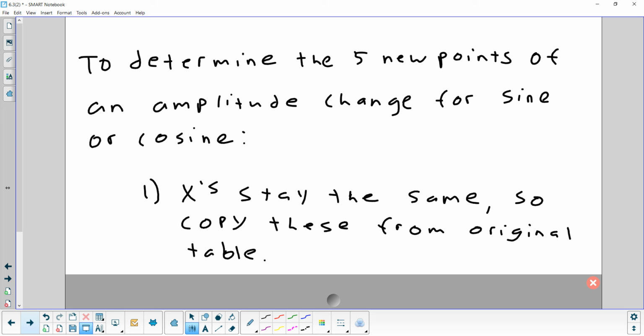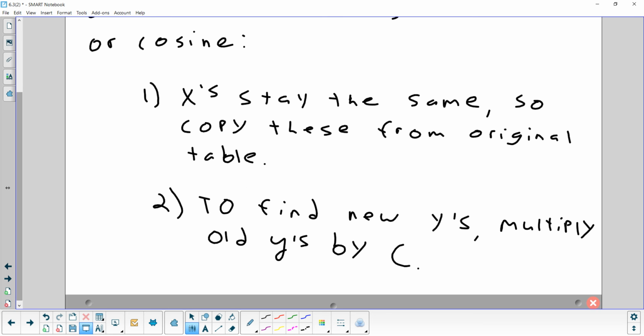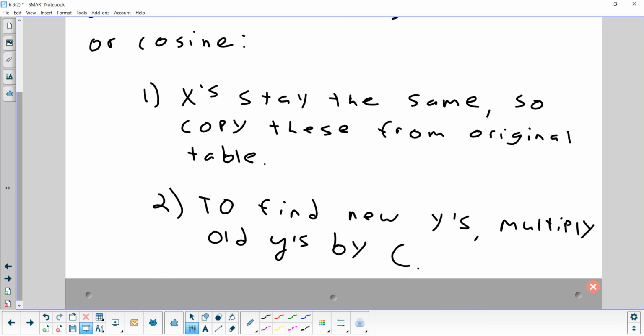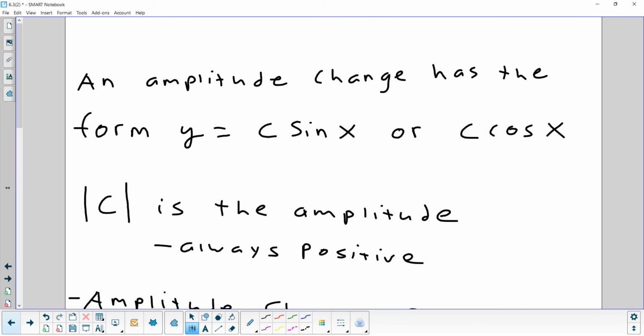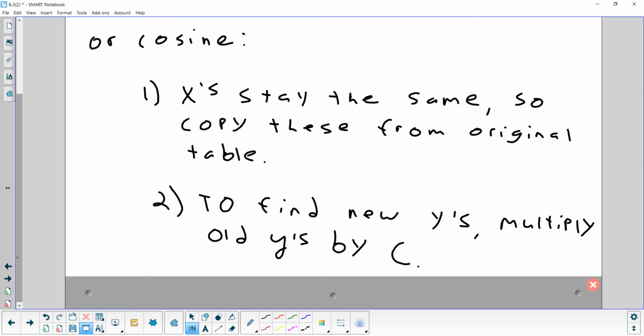Imagine taking a point and tripling its height. Think about what part of the coordinate you'd change. You'd change the y. You would not change the x. So the x's stay the same. And then to find the new y values, the calculation here is pretty simple. It's almost as easy as when we did the vertical shift. All we have to do is multiply the old y values by c. And remember, c is the factor of the vertical stretch. You use c exactly the way it is. If it's a negative, use the negative, because that's going to cause the reflection as well.